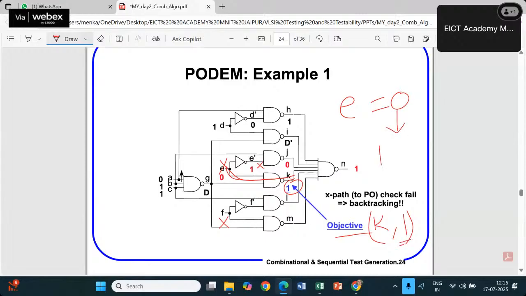Number of inversions is 1. Target is 1. So just the inverted value of that I can have. So it means I will be having 0 over here, right? If I am having 0 over here, then here the number of inversions is double. So definitely J was 0. So it is creating the problem. The X path check fails over here, right? So objective K is equal to 1 is going to lead the X path check to fail.